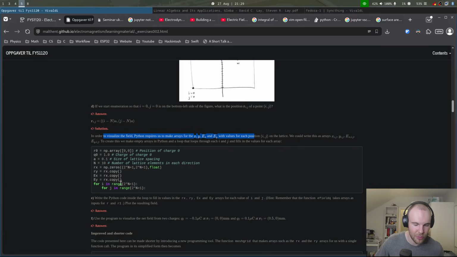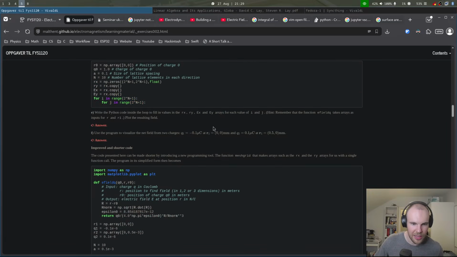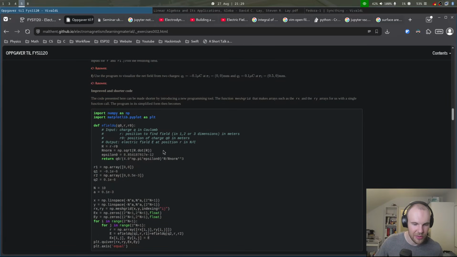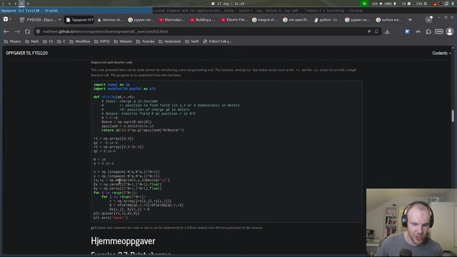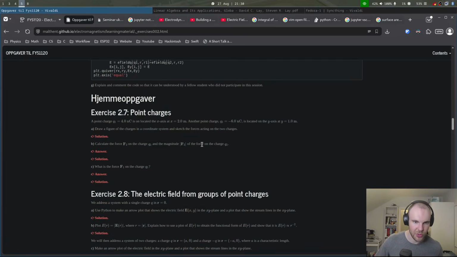We need to, of course, loop over those positions. That's pretty easy. You just need to fill out for those positions. It's not hard at all. And here is the improved code. It's just meshgrid. It does essentially the same thing. But this programming part is pretty easy, so we're just going to skip that.